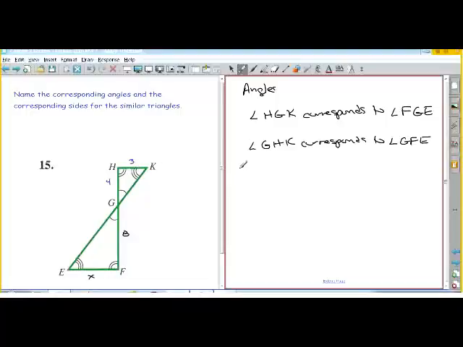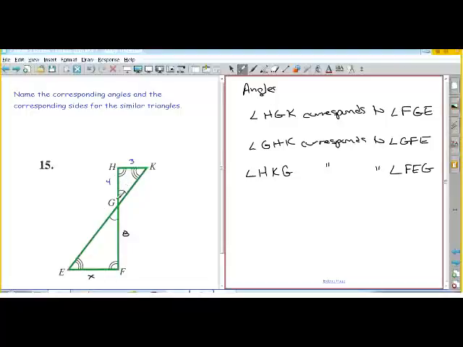And finally, the one with the three sweeps is going to be angle HKG. I'm just going to use my little ditto marks here, so I'll have to do this again. Corresponds to angle HKG, FEG. So you might want to go back later and make sure you're understanding what it is. So those are the three corresponding angles.